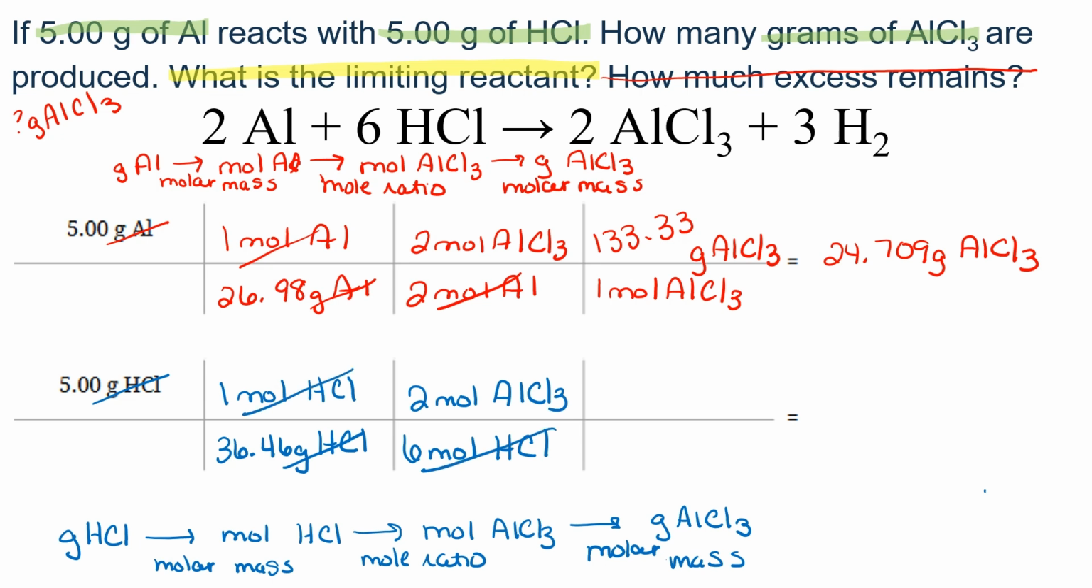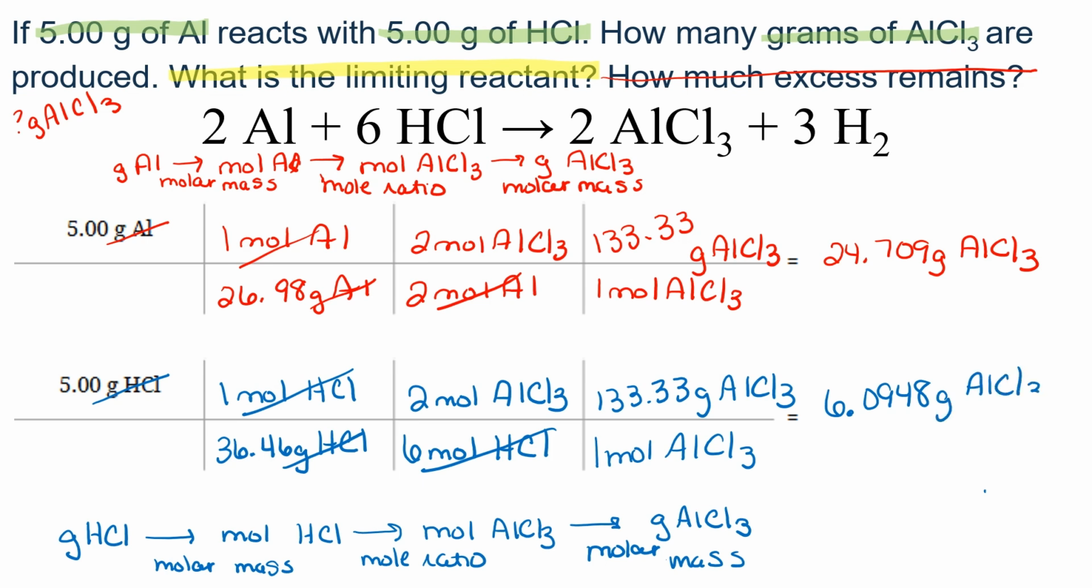So now I'm at moles of aluminum chloride, and what's nice is I already know my molar mass of aluminum chloride because I did it in the first problem. So I just need to rewrite that down here. For every 1 mole of aluminum chloride, I have 133.33 grams of aluminum chloride. And when I put that into my calculator, I have 6.0948 grams of aluminum chloride.